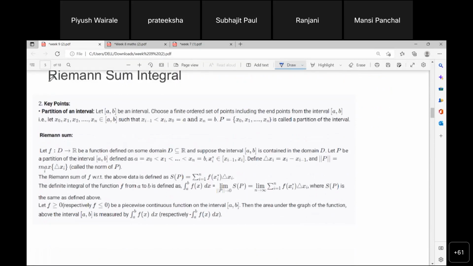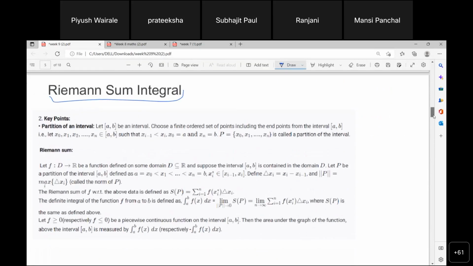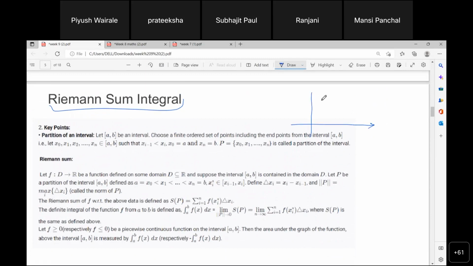Okay, so next topic is Riemann sum integral. So suppose I have function f of x, and I have the interval a to b. It can be any interval a to b. Now I want to find out the area under this curve from a to b. So I can simply divide this region into a number of rectangles like this, find out the area of each rectangle, and then sum it. In that way, I will get the area under the curve from a to b.